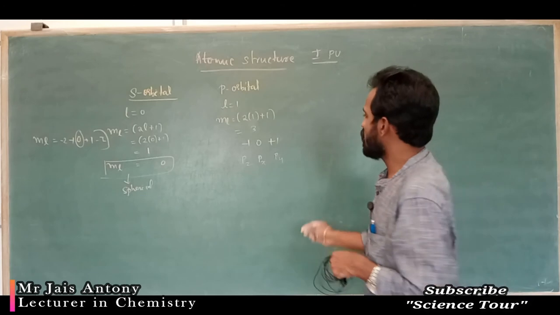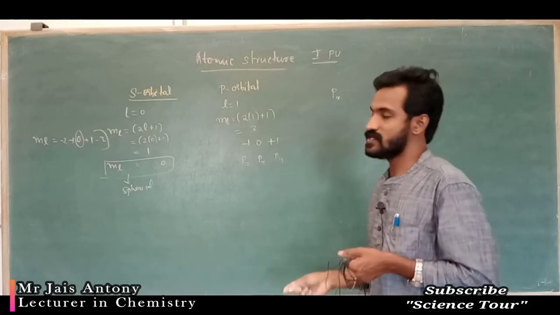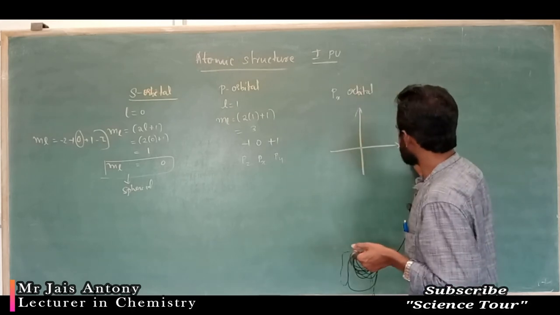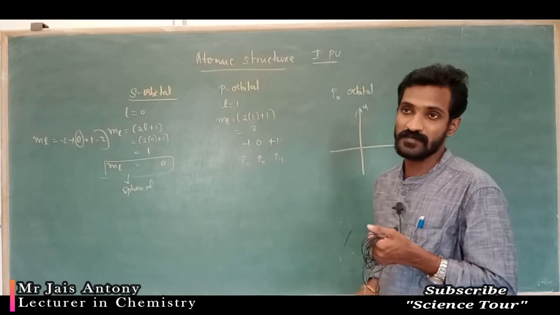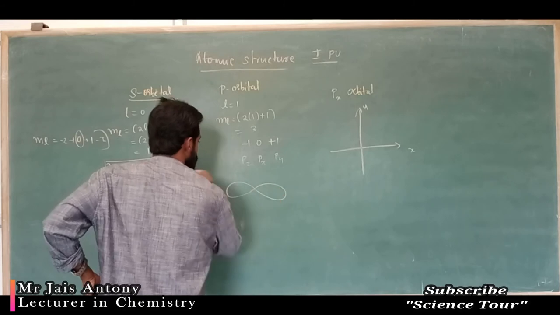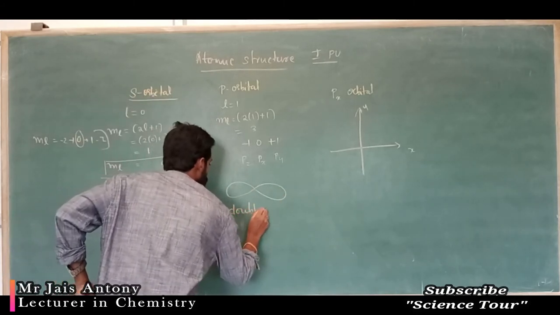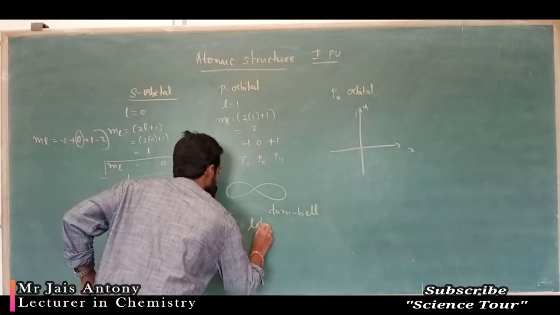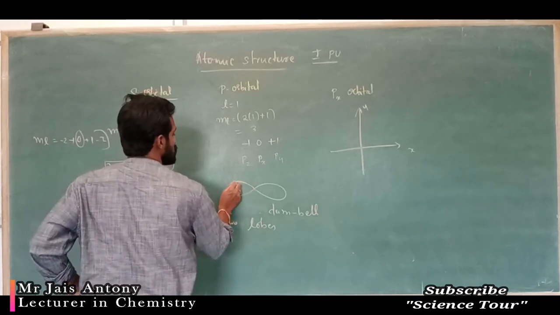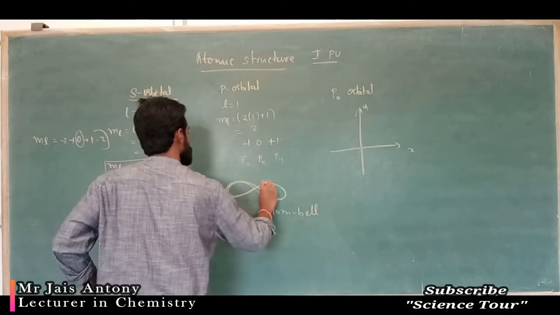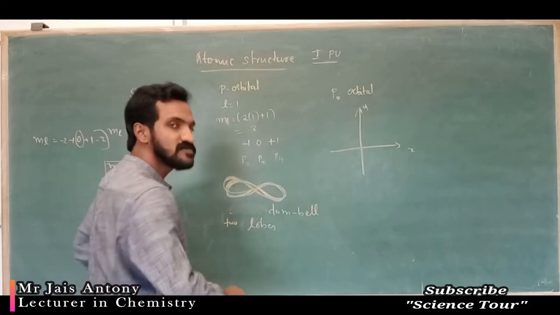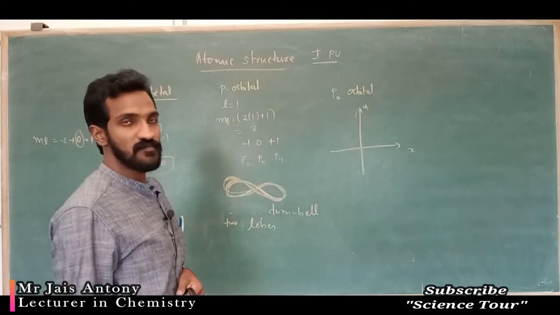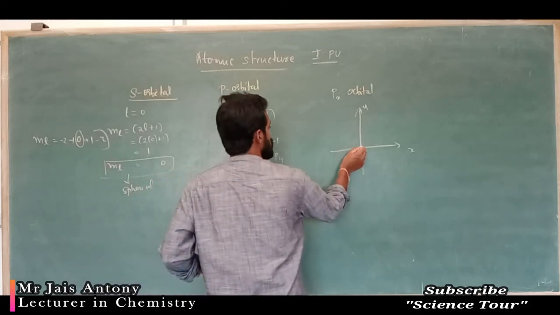See, my dear students, if they ask you to draw px orbital shape, what you do is consider two axes. One is x axis, another one is y axis. Which shape is p orbital? It looks like this, a double dumbbell shape. Two lobes. This is one lobe. Electron moves like this. So if they ask, draw px orbital, p means dumbbell shape, correct? Here two lobes are there. We write that one p orbital like this.